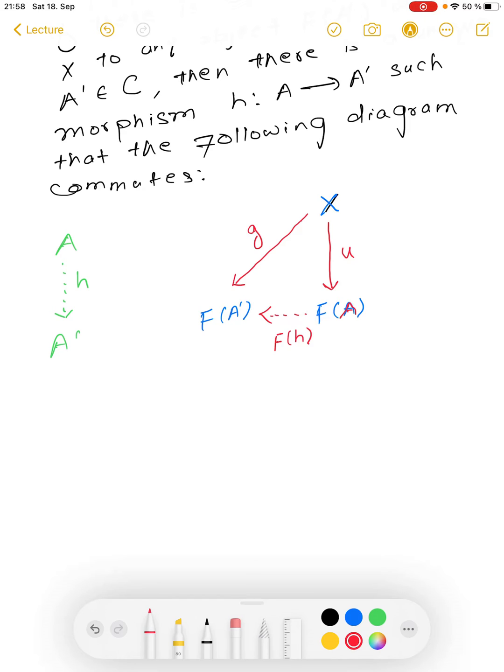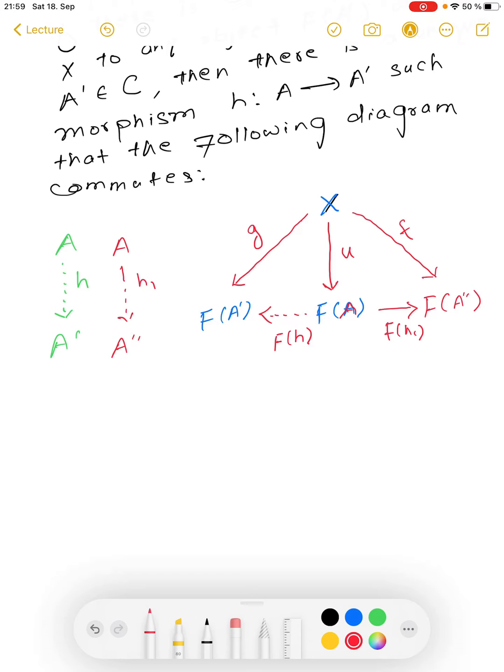In other words, we can say that if I know that U is a universal morphism, and there is some other object FA double prime, and there is some morphism from here, let me call this small f. Instead of coming this way, I can find a morphism here. If A is here, then A double prime is here, so there will be a morphism here, and let me call this H1. So what will come here? F of H1.